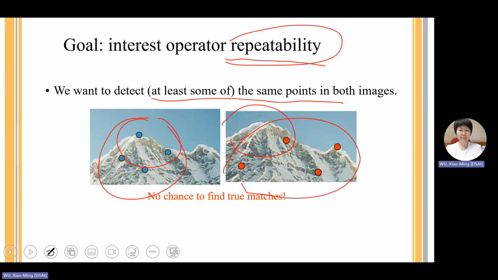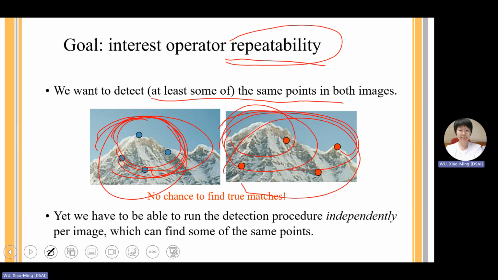So if we run the key point detection algorithm, there should be an overlap between the two sets, because the image features, the image contents, are the same. Not exactly the same, there is some overlap between the two images. So you have to be able to run the detection algorithm independently for each image, and they can find some of the same points.